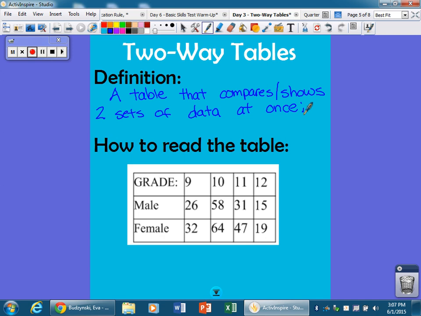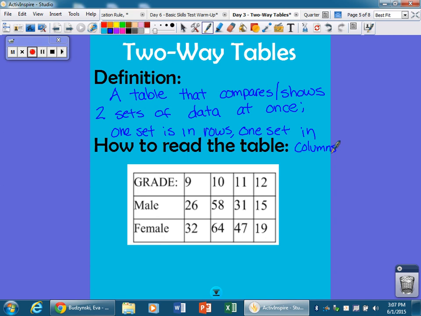So if you think back from your warm-up, in the columns, it was your gender. So one set is in the rows, and one set is in the columns. Or the columns are the schools. You got it. One set in columns.